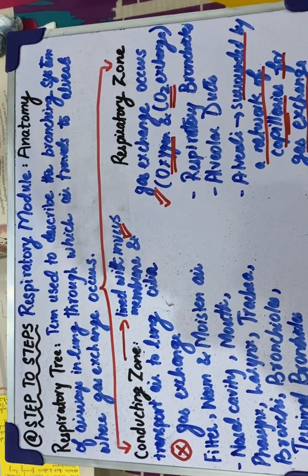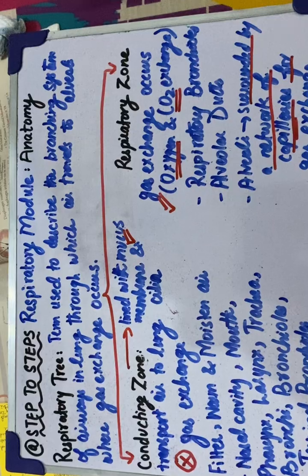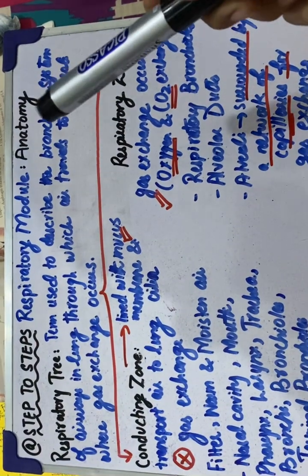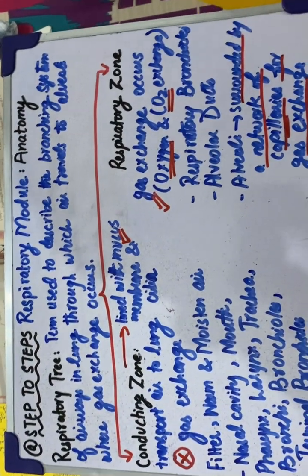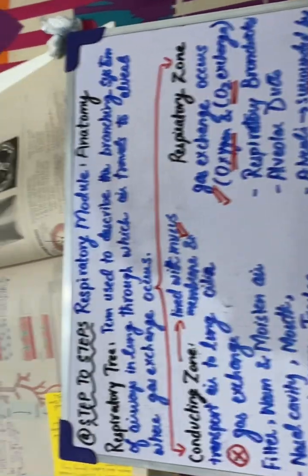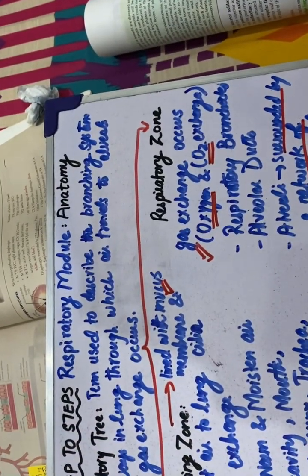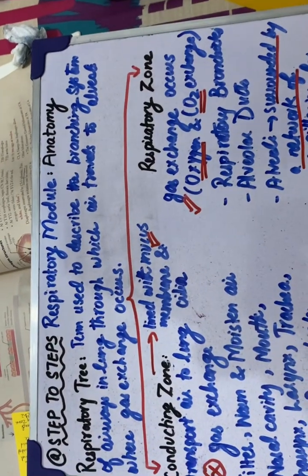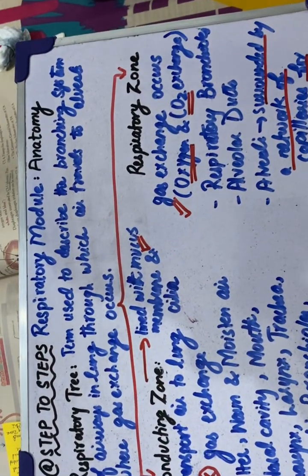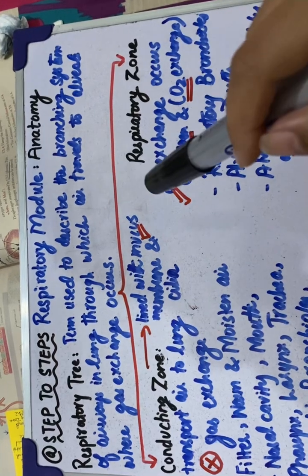So basically, the topic for today's video is a revision of the respiratory module's anatomy. It's a general review which we'll do with the help of First Aid and with the help of our Snell's Clinical Anatomy. Okay, so let's start with the first topic, which is the respiratory tree.